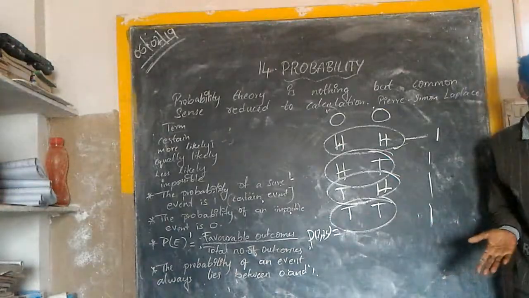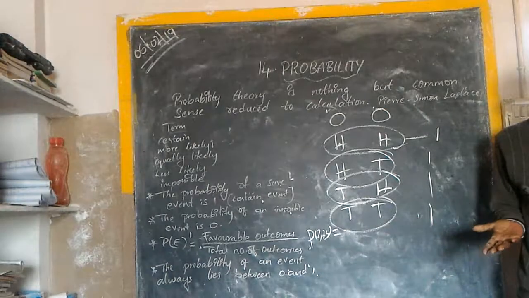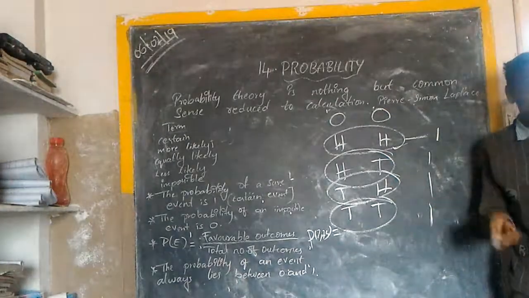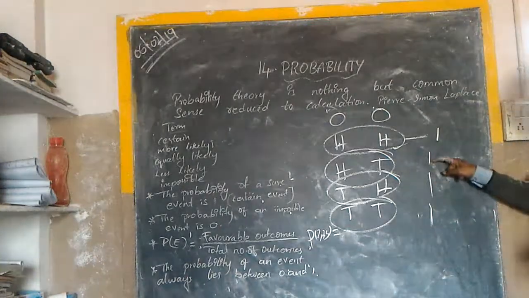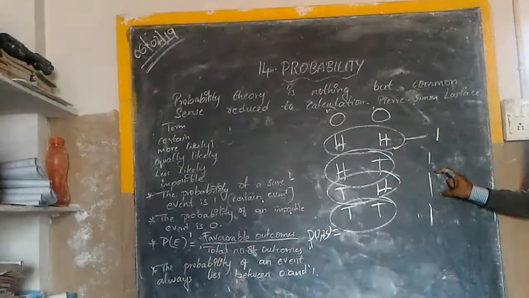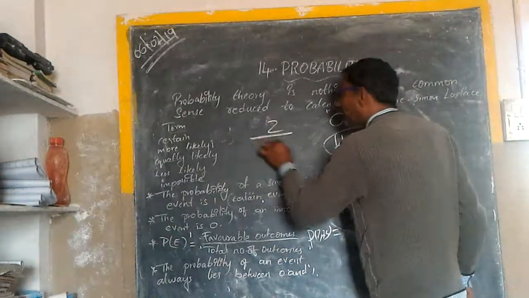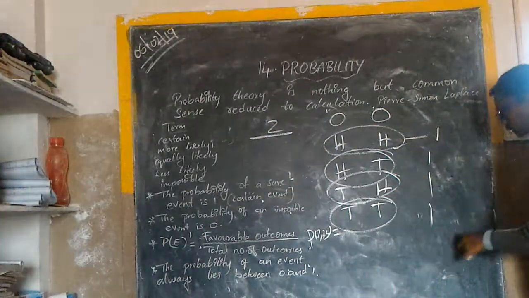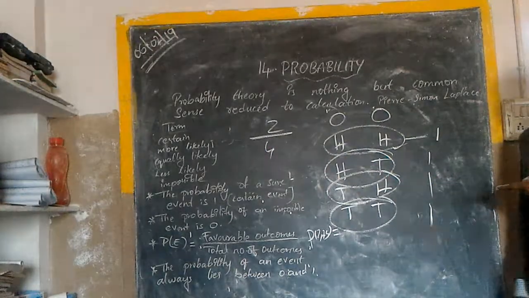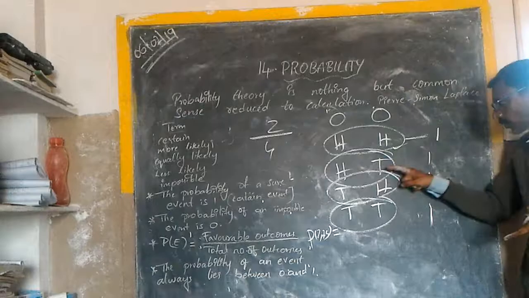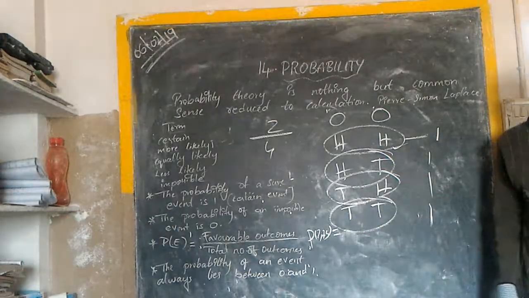Both are tails, I lose the game. But I am expecting one head and one tail. An event. Totally 2 events, 2 chances I have here. 2 by total number of chances, 4 chances. Somebody is writing 8. No. This is 1 unit and this is 1 unit and this is 1 unit and this is 1 unit.